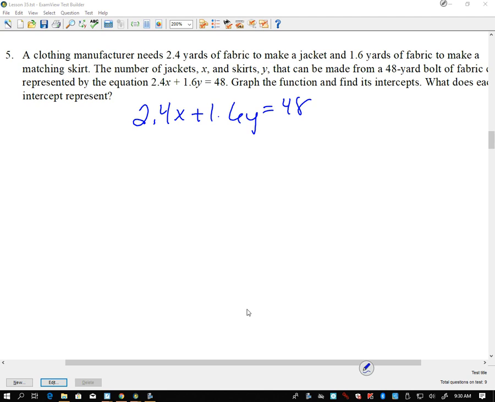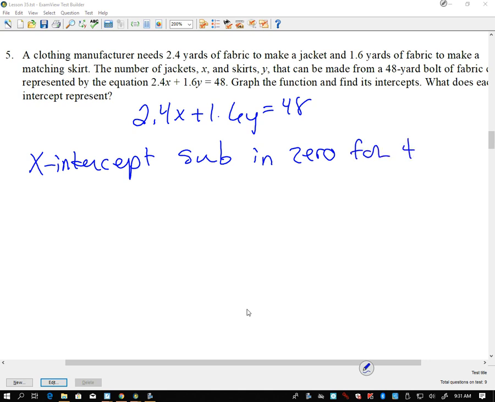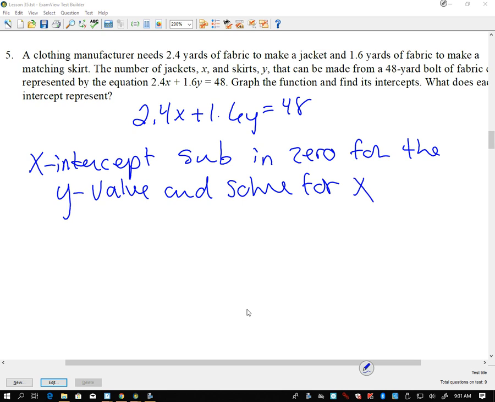All right, so let me hit this again, just because either one, we don't get it, or two, we're not really paying that close attention. If I want to solve for the x-intercept, sub in 0 for the y value and solve for x. Okay, if I want to know what the x-intercept is, I'm going to sub in 0 for the y value and solve for x.